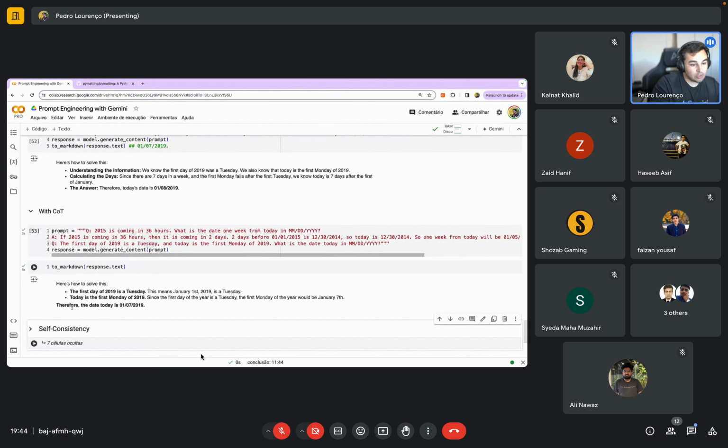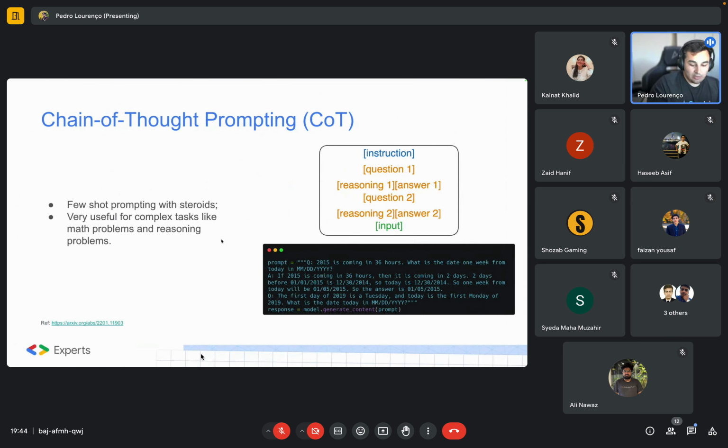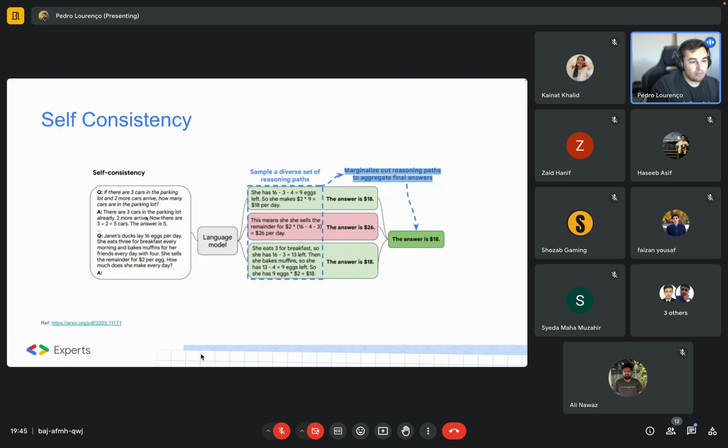Yeah, and this is the last prompting technique we will see today, which is self-consistency. Self-consistency is like chain of thought with some steroids. Instead of just one answer, we have our prompt, we send this prompt to the language model, and then we sample, I don't know, 3, 5. You choose the amount of answers you want to sample, and given all the answers, you get the one that is most consistent.